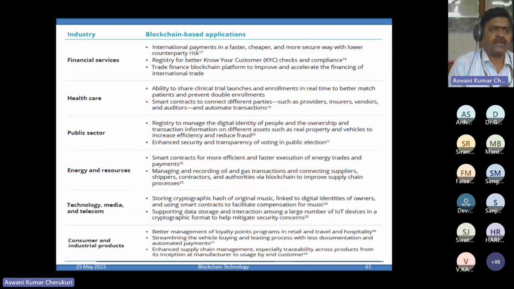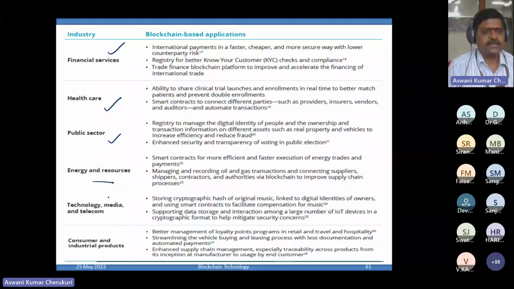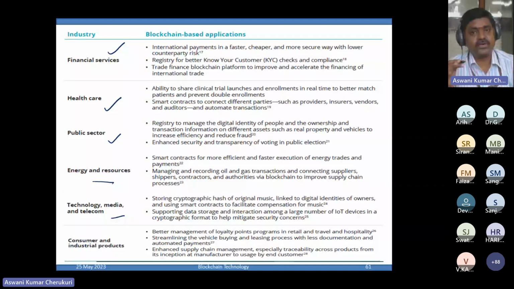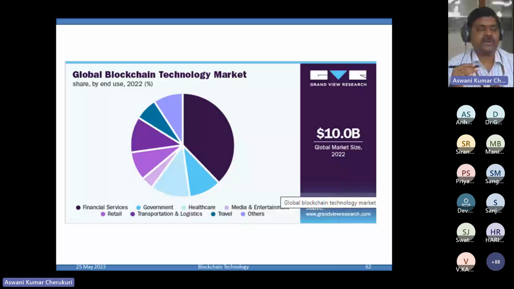There are various industry sectors that use blockchain: financial services, healthcare, public sector, especially land registers. Nowadays, almost all state governments are following blockchain for land record purposes, and similarly energy, technology, almost all sectors. As I've said, wherever the data has to be shared with write access, and the nodes which are going to write are not trustable nodes, that's where you go for blockchain.